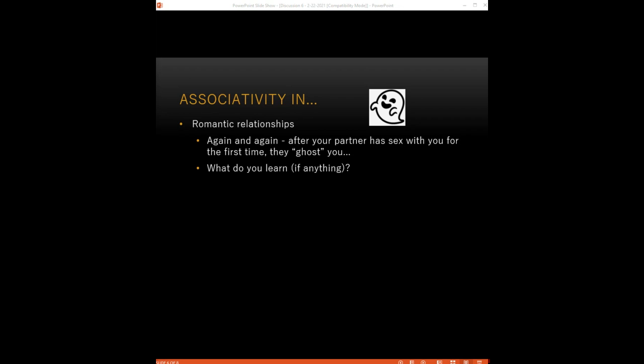What do you think might be your conditioned response if you've learned that having sex with a partner means they're going to go away? So if you really want to maintain a long-term relationship with someone, and you, in your experience, have learned that every time you have sex with someone for the first time, they leave you, what logically would be your response? How would you solve that problem?